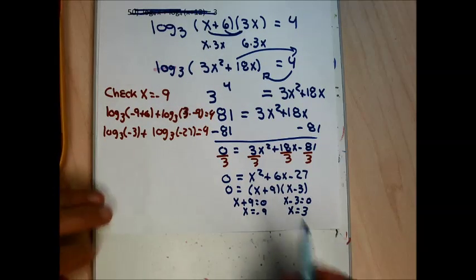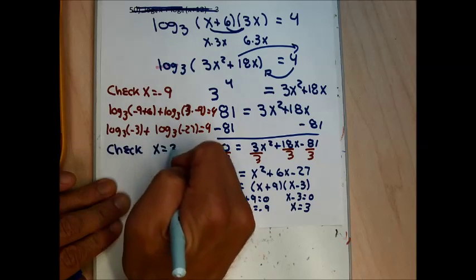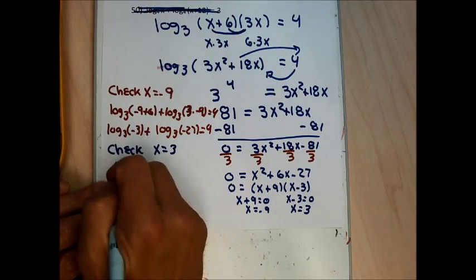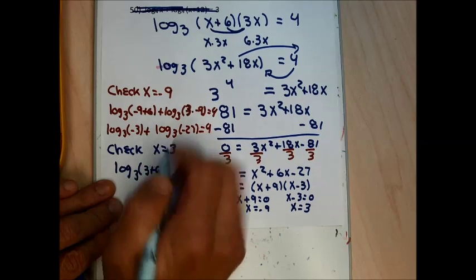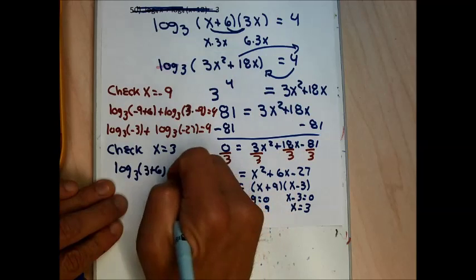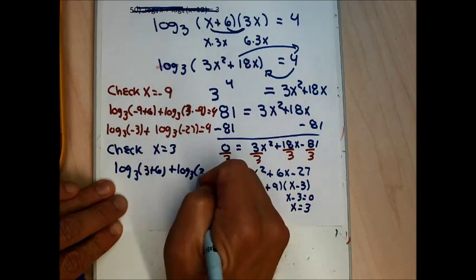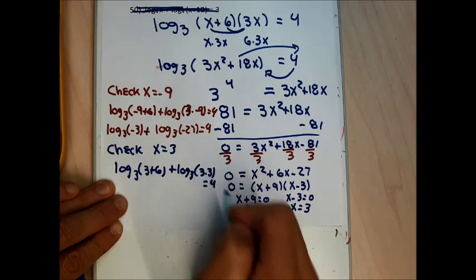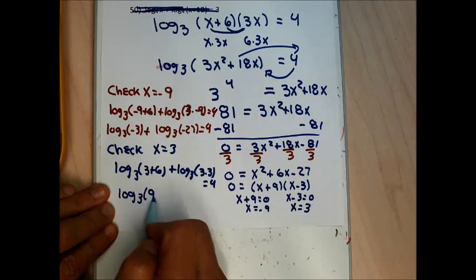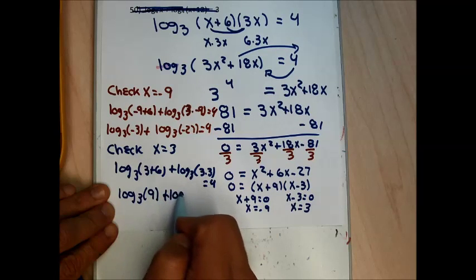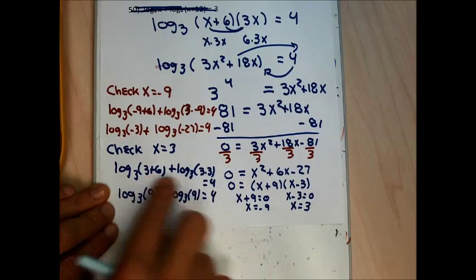Now I'm going to check x equal to 3 by plugging 3 in for these. I'm going to do the log base 3 of 3 plus 6, plugging a 3 in for that x, plus the log base 3 of 3 times 3, and that's supposed to equal 4. Just to make it easier on my calculator, this is the log base 3 of 9 plus the log base 3 of 9, and that's supposed to equal 4 because 3 plus 6 is 9 and 3 times 3 is 9.